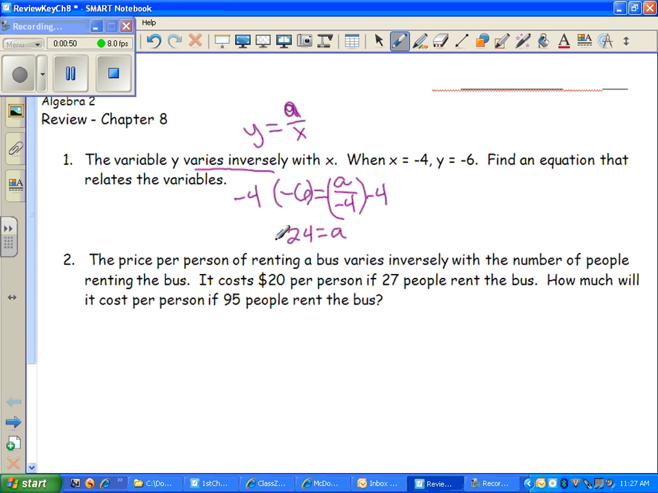Now people will get here and they'll get excited about having the a value, and they'll box it and think that they're done. But you need to write it as an equation or you will lose probably about half of the points. So you would put 24 over x, so y equals 24 over x is going to be the answer for number 1. And they didn't ask you to then find a value if x was some other number, and they do that a lot on the homework. But here they just wanted the equation.